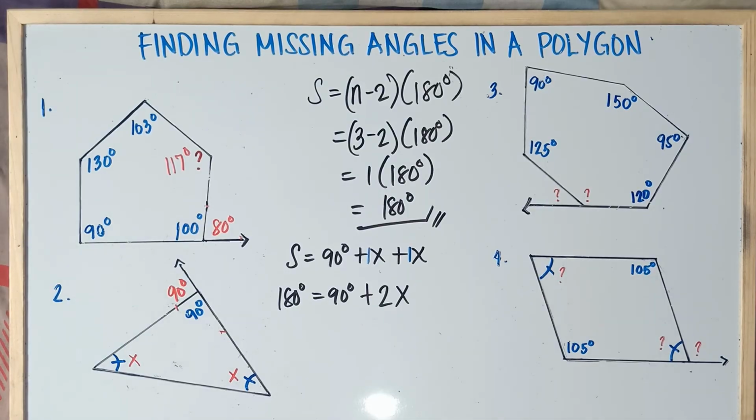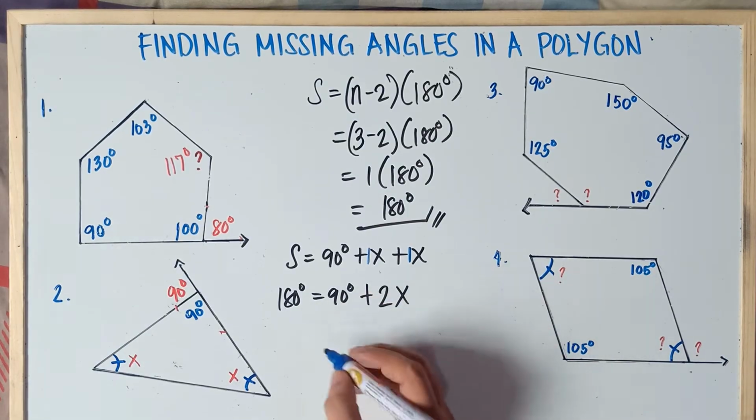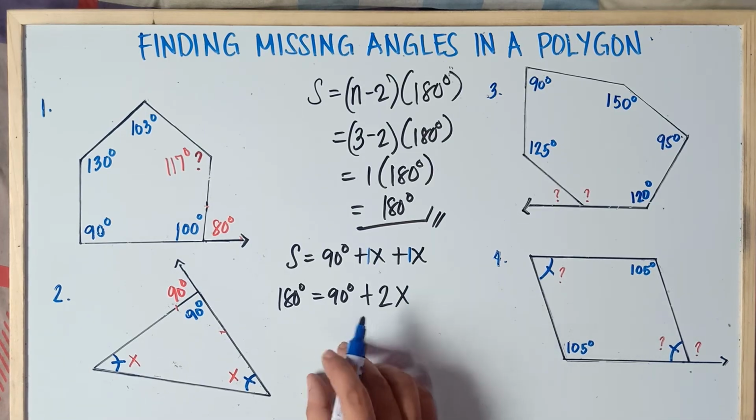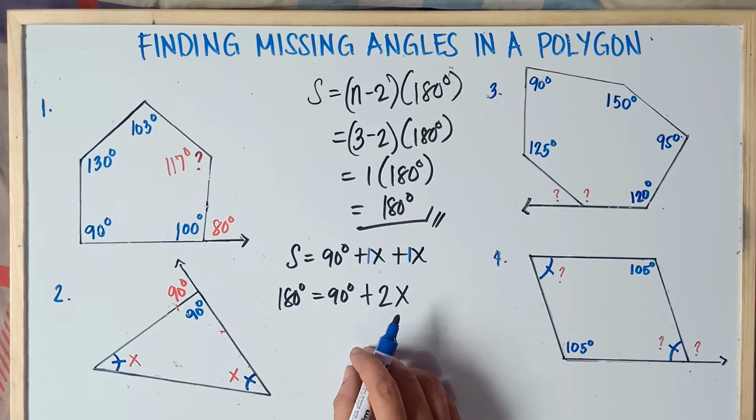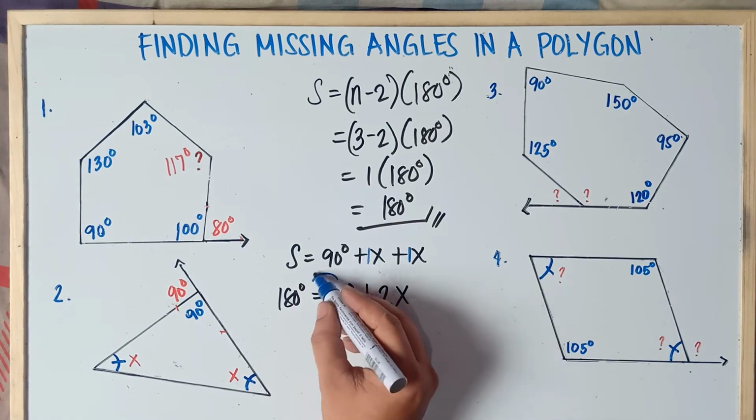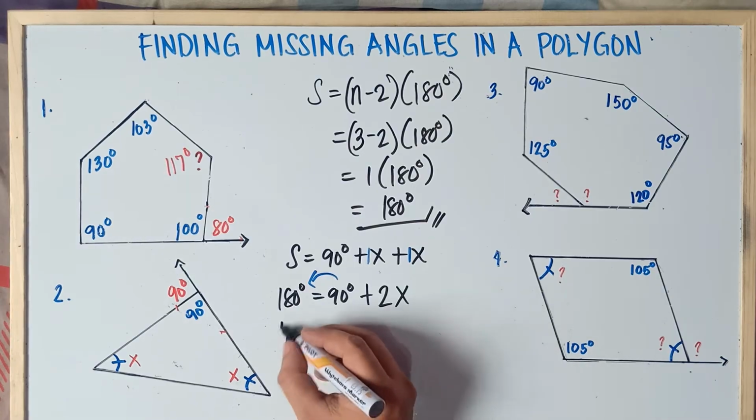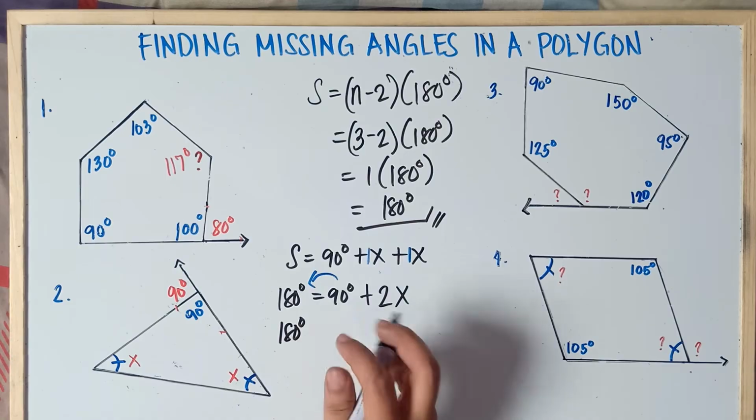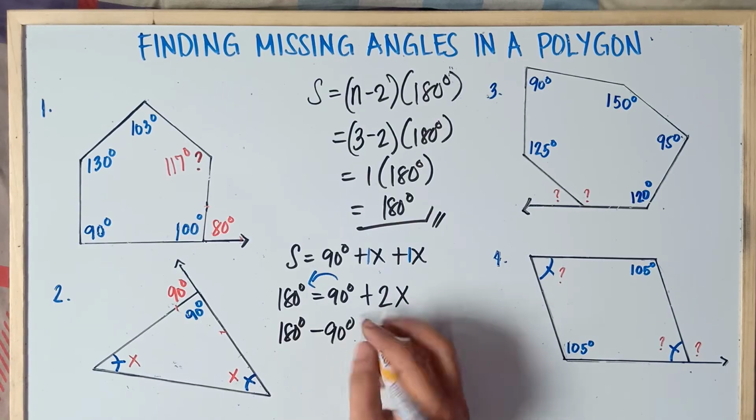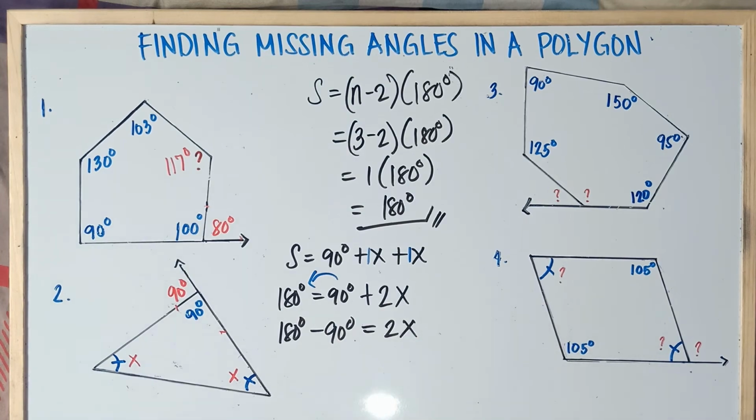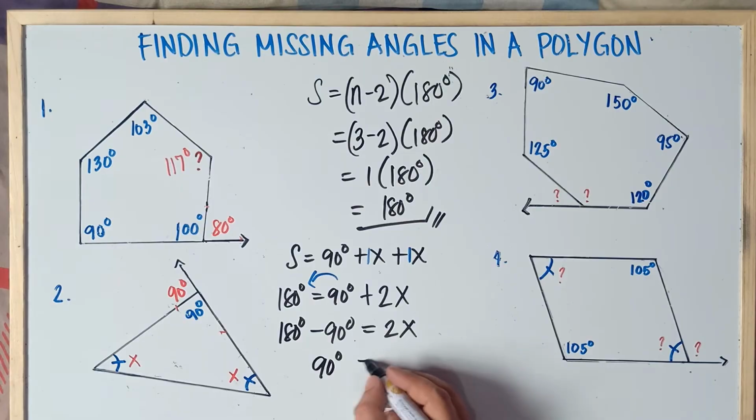Alright, and then to get the value of x, we transpose 90 from right to left. We can use the subtraction property of equality, but most of the students are so confused with those properties of equality. Let's simply transpose 90 from right to left. So this will be 180. Once you transfer across the equal sign, you change the sign. This is positive, it will be negative 90 equals 2x. So 180 minus 90, of course, is 90 degrees equals 2x.